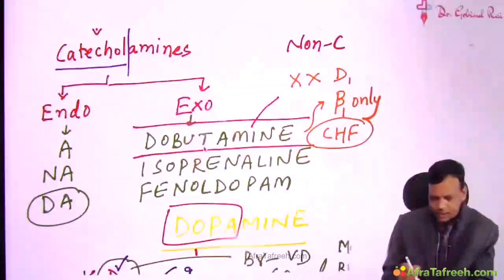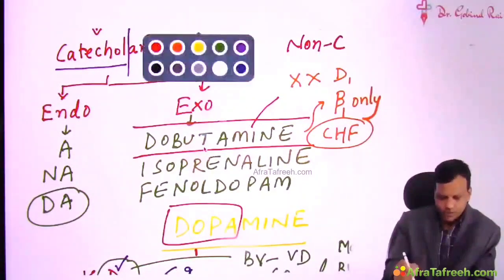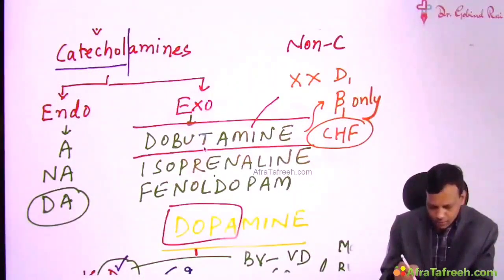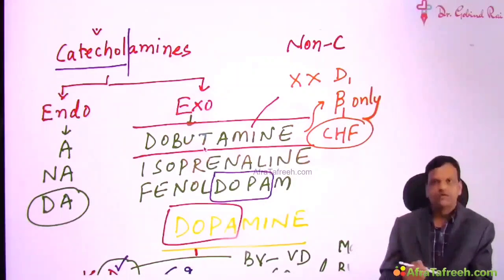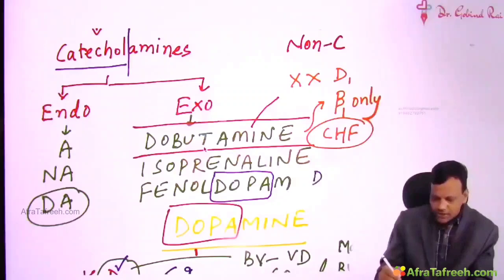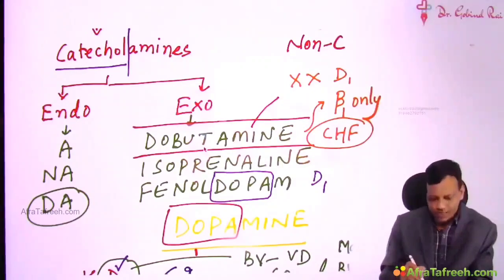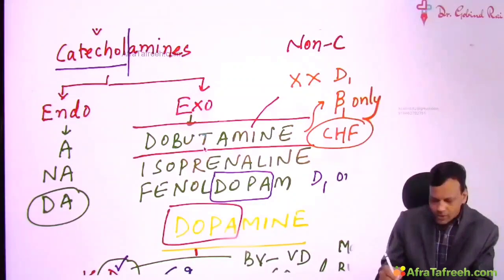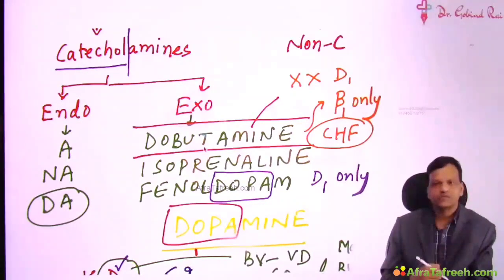Now if you see another drug, phenoldopam, look at it carefully, its name also contains dopa. Phenoldopam also contains dopa in the name. So that means it will also stimulate the D1 receptor. If you read the name again, phenoldopam, it looks like only dopa. That means only dopa means it stimulates only the D1 receptor.